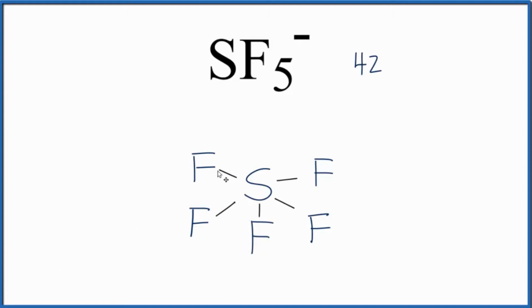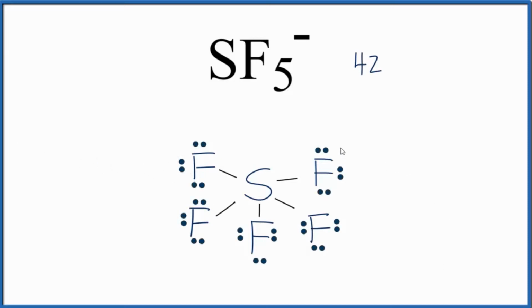At this point, we've used a total of 2, 4, 6, 8, 10 valence electrons, and you'll note that sulfur has more than 8. That's okay. Sulfur can have an expanded octet. Next, we'll put electrons around each of these fluorines here to complete their octets.